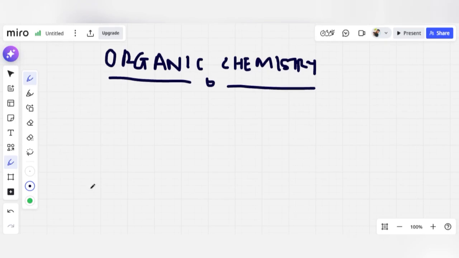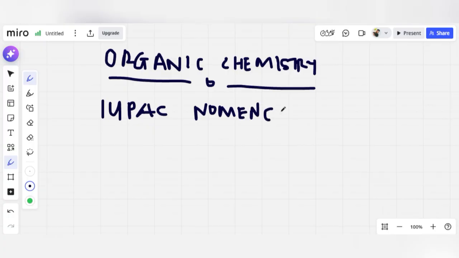So this is a very important part of organic chemistry, and that is the IUPAC nomenclature. IUPAC actually means International Union of Pure and Applied Chemistry, and they are the ones responsible for the regularization of how you name any compound in chemistry, especially in organic chemistry. So nomenclature means naming of compound.